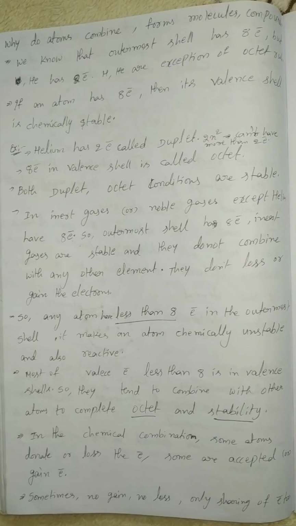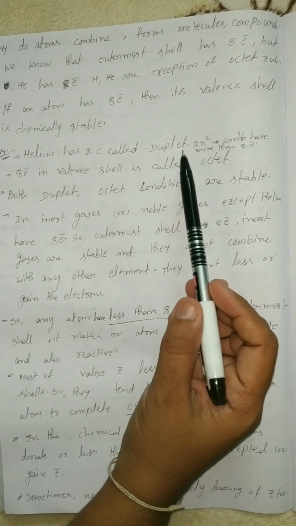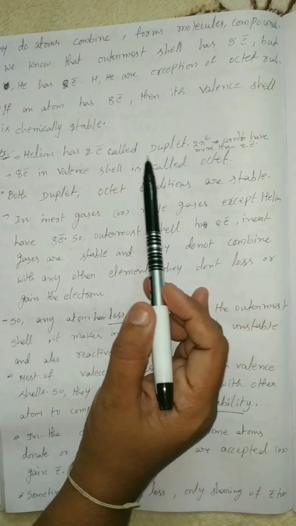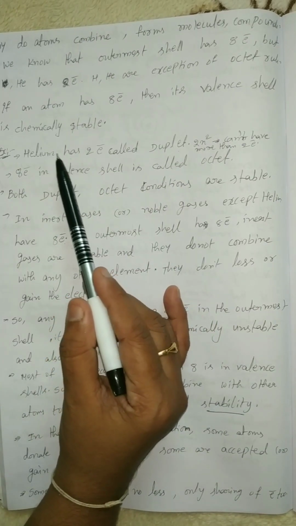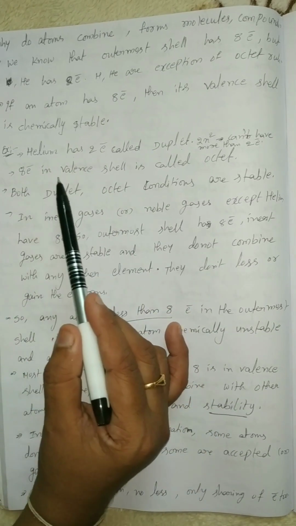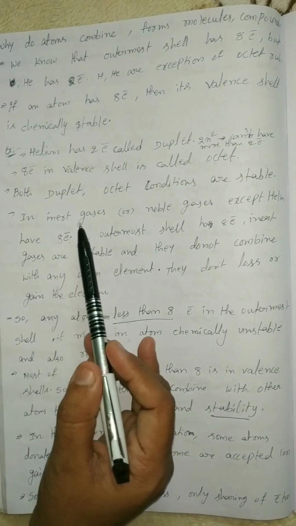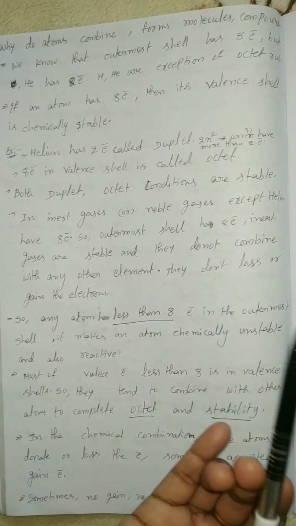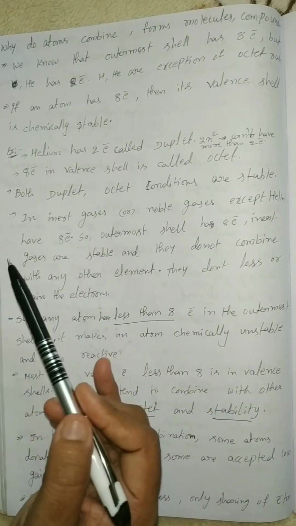So this is the octet rule, duplet rule. Duplet means it has only 2 electrons. It cannot have more than 2 electrons. What are the duplet elements? Helium, hydrogen. So helium has only 2 electrons. But 8 electrons in the valence shell is called an octet. So inert gases or noble gases, except helium, have 8 electrons. Helium has only 2 electrons.